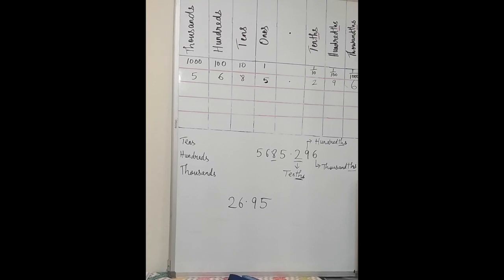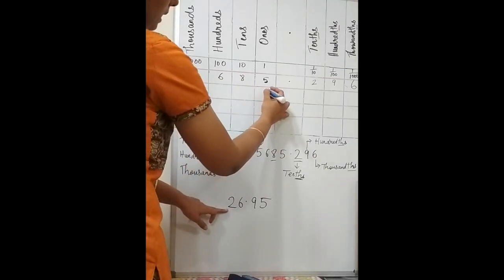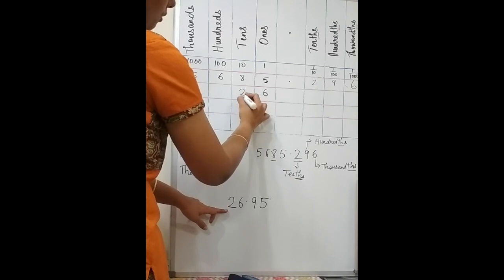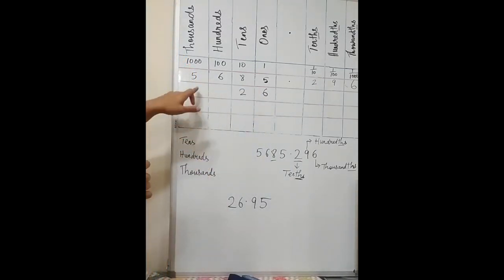So now we have one more number here, 26.95. I am going to write this in the place value chart. The whole number part is 26. 6 is in the ones place and 2 is in the tens place. So I am going to write 6 here and 2 here. Do I have anything in the hundreds and thousands place? No. So I'm going to leave it blank.